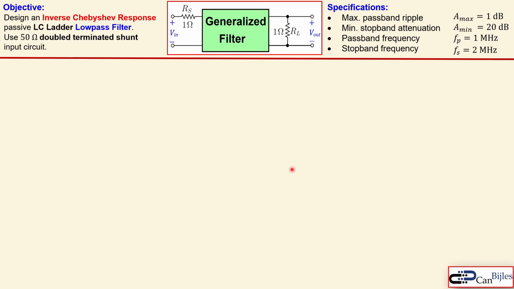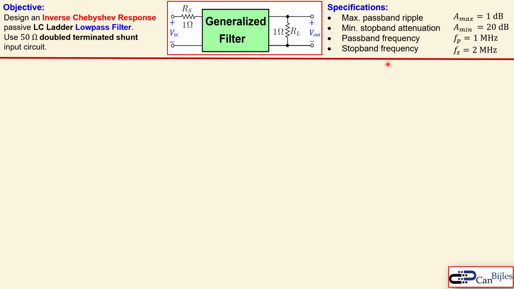So let's look at our problem. The objective is a design of an inverse Chebyshev response passive filter. It must have an LC ladder configuration. It must be a low pass filter. And we need to use a 50 ohm double terminated shunt input circuit. And we have discussed this in the previous videos also, that this is the generalized filter we need to design. And then the normalized source resistor RS and the normalized load resistor RL are both 1 ohm, as unity.